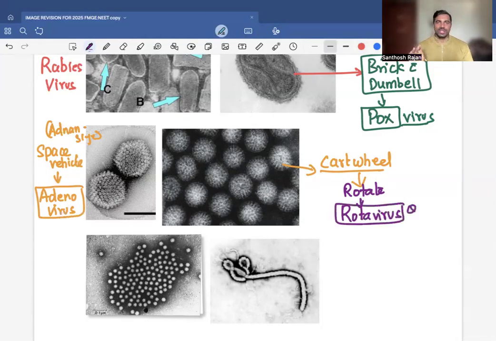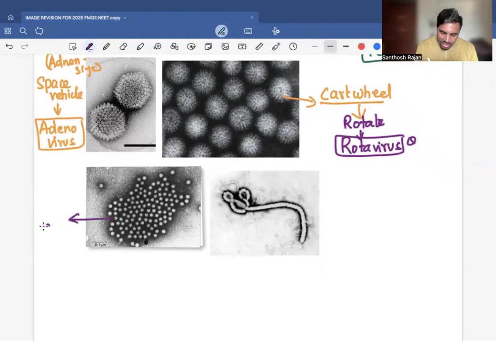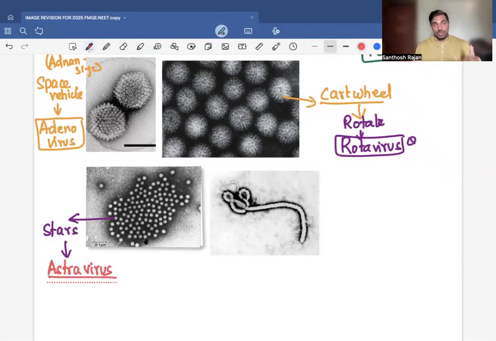And the next question is expected, commonly asked. Now look at this. Stars. This looks like stars in the sky. A lot of stars. The name is already stars. See, everything is like a star. So it's an astrovirus. Astrovirus, not a very significant disease yet, maybe in future.